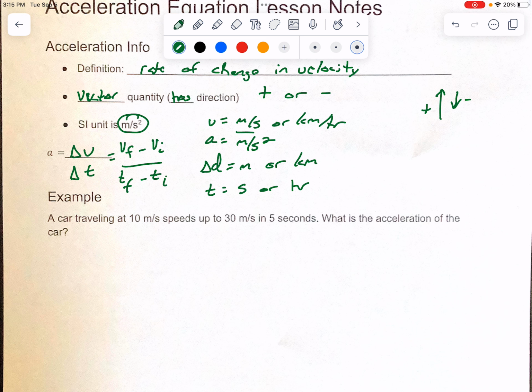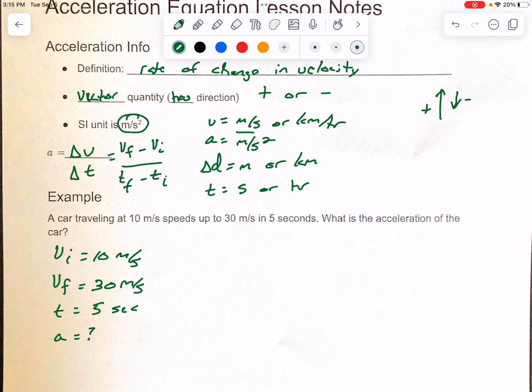The first thing I like to do is just label what I have, or write out what I have. So when I have a car traveling at 10 meters per second, speeds up to 30 meters per second, that means my V initial was 10 meters per second. My final velocity was 30 meters per second. And they also said my time was 5 seconds. And they're looking for acceleration. It says, what is the acceleration? So A is going to be your question mark.